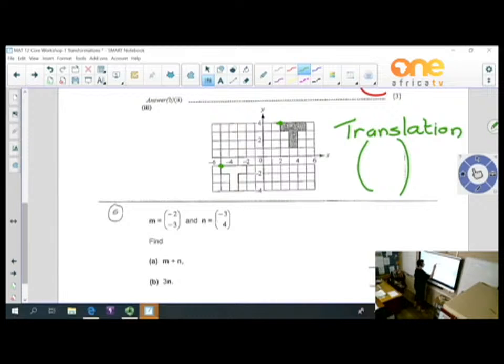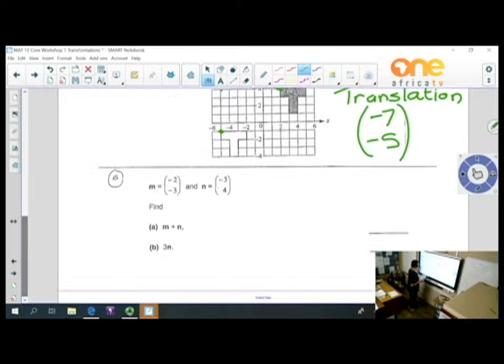So I move 1, 2, 3, 4, 5, 6, 7 points to the left. So it will be -7. And then I went 1, 2, 3, 4, 5 points down. So it's -7, -5. That is my column vector.